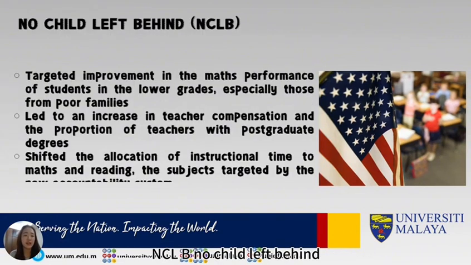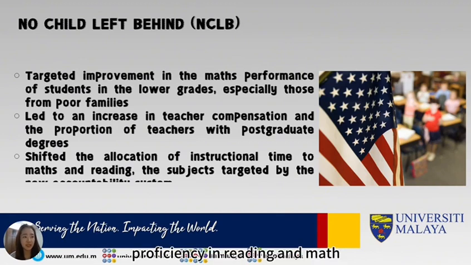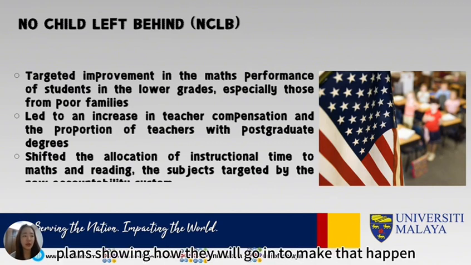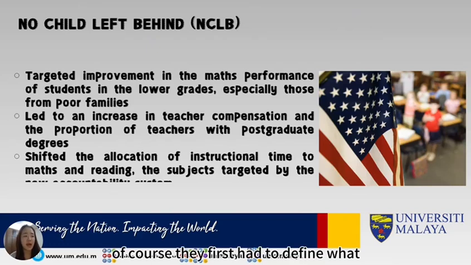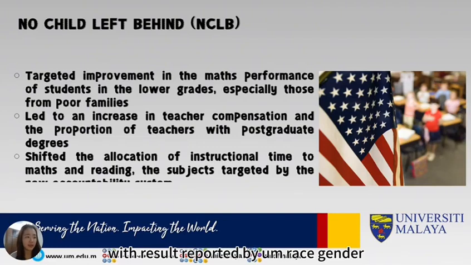NCLB, No Child Left Behind. The law gave schools a dozen years to get 100% of their students to proficiency in reading and math. States had to develop plans showing how they were going to make that happen. Of course, they first had to define what proficiency meant and they adopted regular testing in reading, math, and science to see how students were doing, with results reported by race, gender, language proficiency, and more.